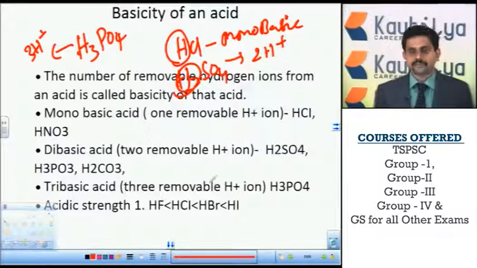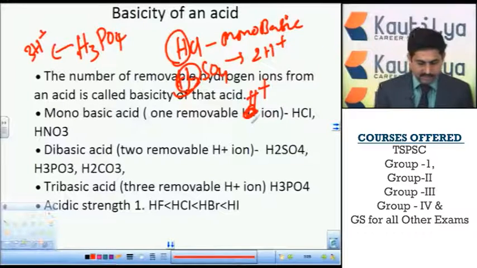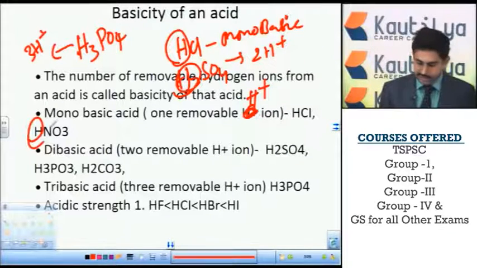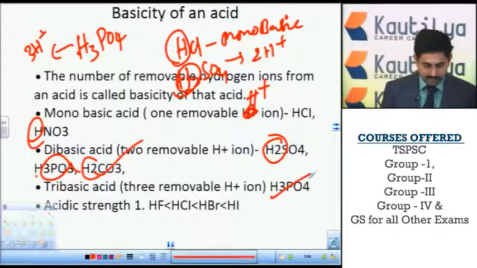So the number of replaceable or removable hydrogen ions from an acid is called the basicity of the acid. HNO3 can donate 1 H plus ion, H2SO4 can donate 2, and H3PO4 can donate 3. So H3PO4 is tribasic and H2SO4 is dibasic.